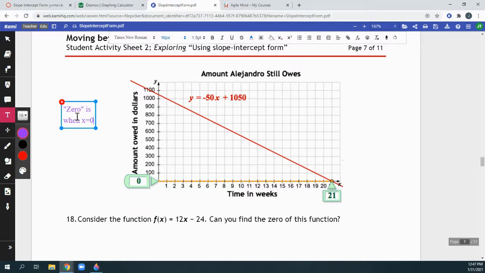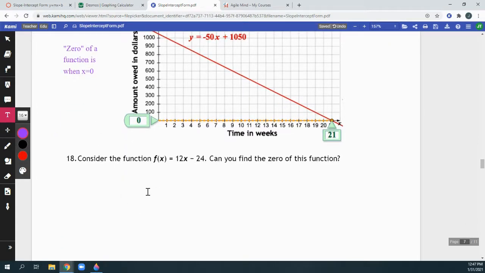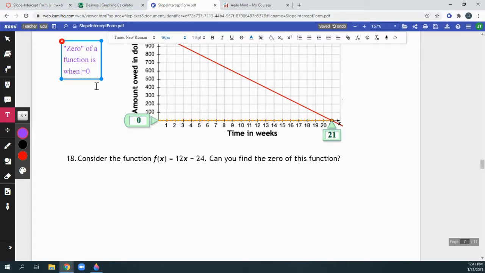Okay. We'll say 0 of a function. Okay. So we're going to find where x equals 0. That's what we're going to find. Well, that's easy enough. Oh, no, I did that wrong. This is not x is 0. I'm making tons of mistakes today. I'm very sorry about that. This is where f of x equals 0. Okay?